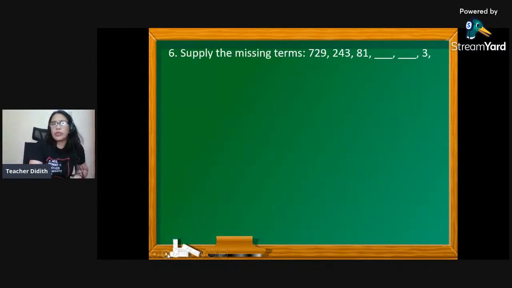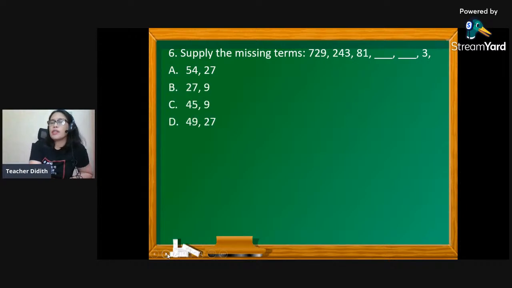Here, supply the missing terms. These are the choices. So you just have to work on the order of the terms. Is it ascending or descending? Looks like it's descending. If it's descending, we may have a negative common difference if that's arithmetic, or we may have a common ratio R which is less than 1, so it could be a fraction. But looking at each pair of consecutive terms, for example 729 and 243, and then 243 and 81, they would not come up with the same common difference. So we may consider a geometric sequence.